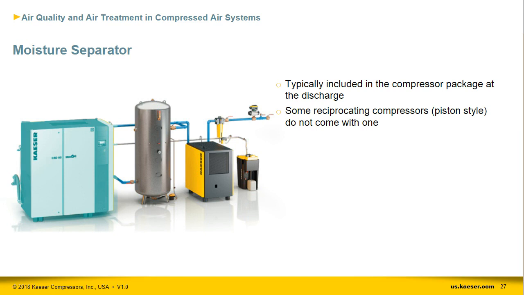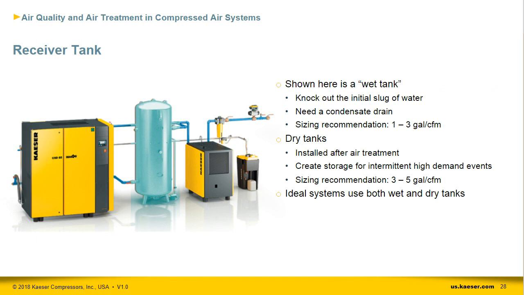Next, we have an air receiver tank. I'm often asked where to install a receiver tank, and it honestly depends on what your goals are. In the setup here, we have a wet tank, and this is installed after the compressor and before the air treatment. Its main function is to knock out the initial slug of water to help air treatment after the tank function more effectively. You want to make sure you have a functioning drain on the tank and that you regularly check that it's operating correctly.